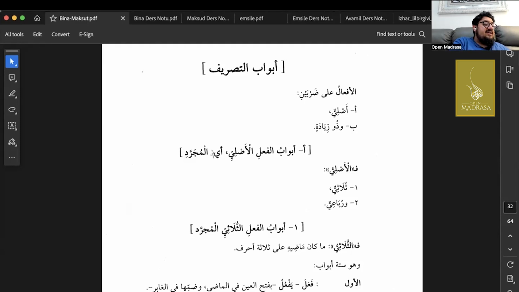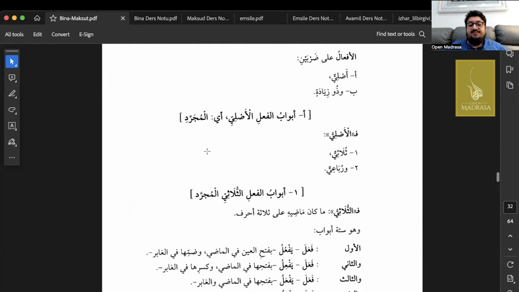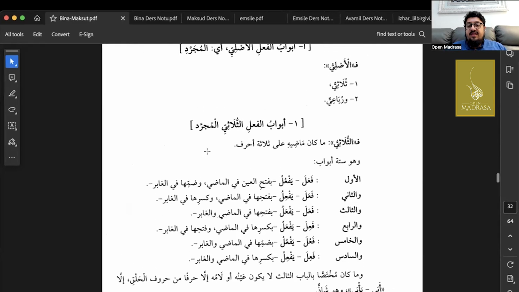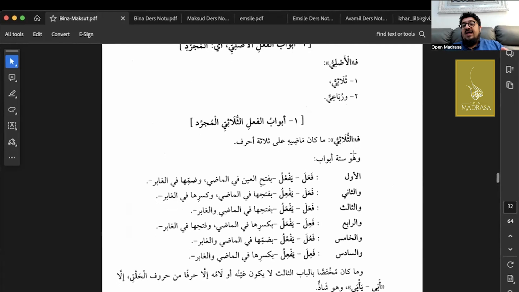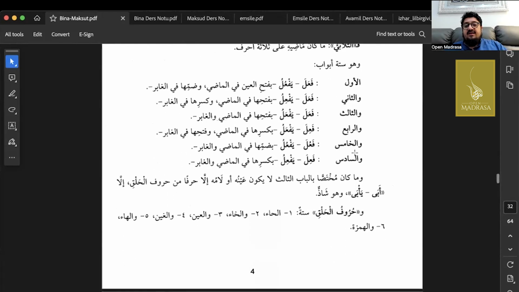الأفعال على دربين أصلي وذو زيادة فالأصلي, it moves straight to here. فالأصلي, hence the fa. So these chapter headings, when he mentioned أي المجرد, is not in the text here. And then he carries on. So الثلاثي والرباعي, فالثلاثي ما كان مادي على ثلاثة أحرف وهو ستة أبواب. And now he breaks down the 6 abwab of what we will call الثلاثي المجرد, what he is calling as الأصلي. Yeah. فعل يفعل فعل يفعل فعل يفعل فعل يفعل فعل يفعل فعل يفعل.